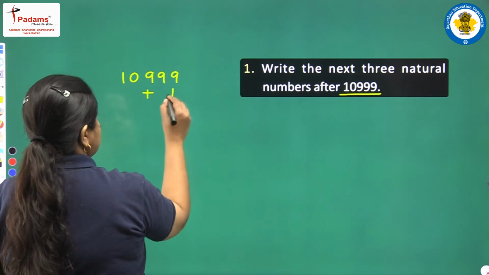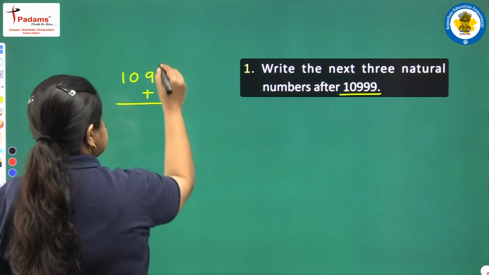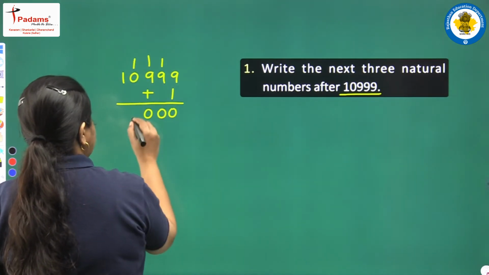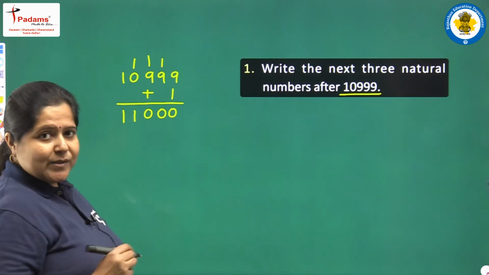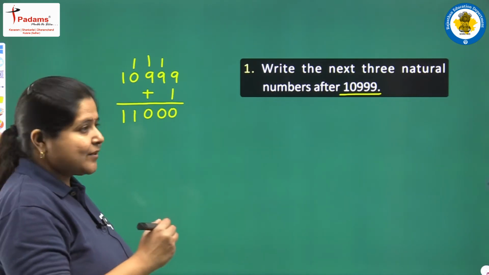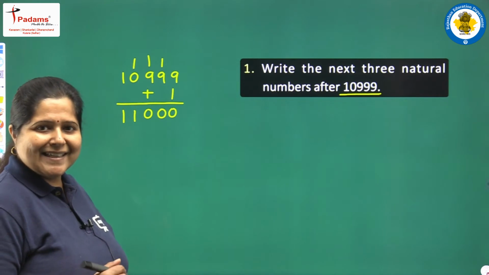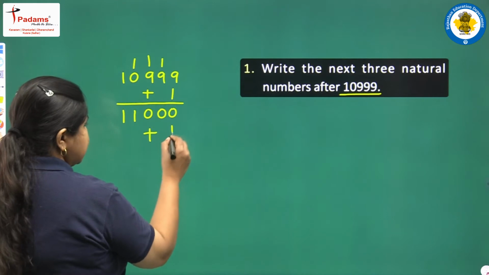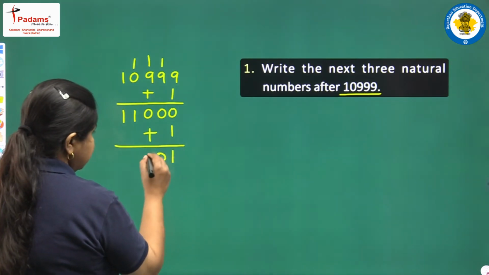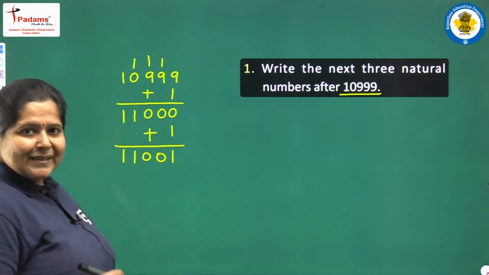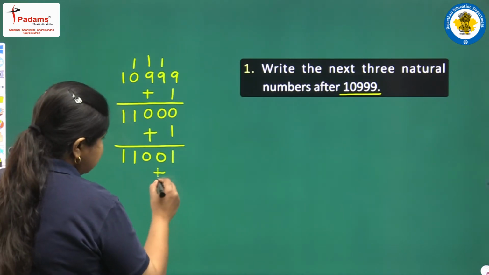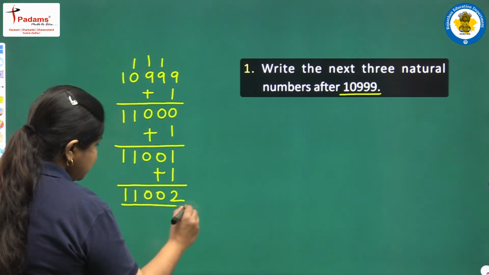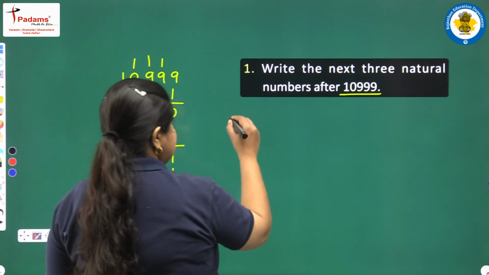We have 10,999 plus 1. It will be 9 plus 1, 10, 1 carried, again 10, 1 carried, again 10, 1 carried, 11,000. This is the number just next to 10,999. Then again to find the next number, we need to add 1 to its units place. We will get 11,001. Then to find its next number, again we need to add 1. It will be 11,002. So we can easily write the answer.